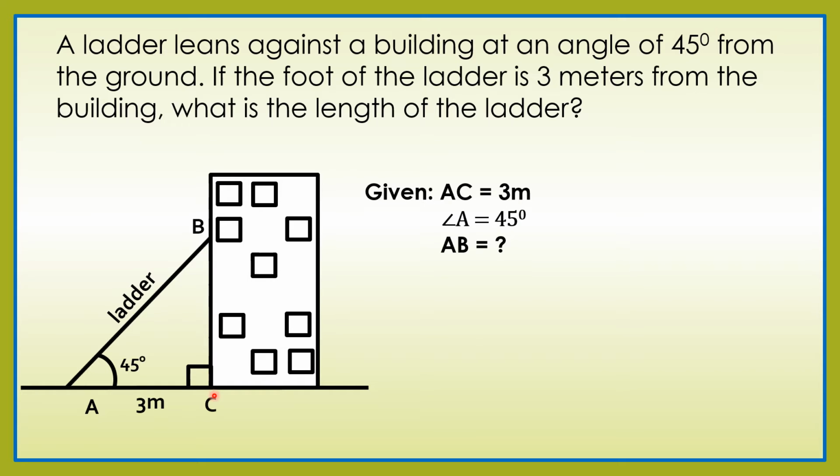So, ang mga given natin dito using the right triangle, ang AC natin ay 3 meters. Ang angle A natin is 45 degrees. At ang AB natin, that is unknown. Kasi ang tanong dito is, what is the length of the ladder? So, that is the length of the ladder. So, sa right triangle natin, ang reference angle natin ay angle A. So, ang AC natin dito ay yung adjacent. At yung AB natin, yung length ng ladder, that is the hypotenuse.